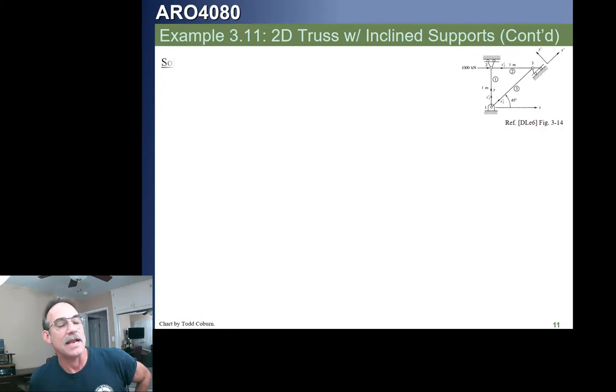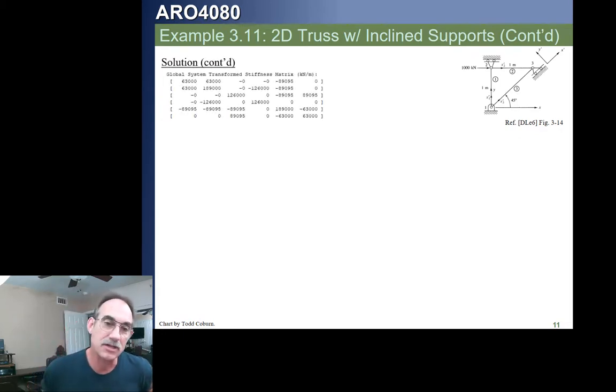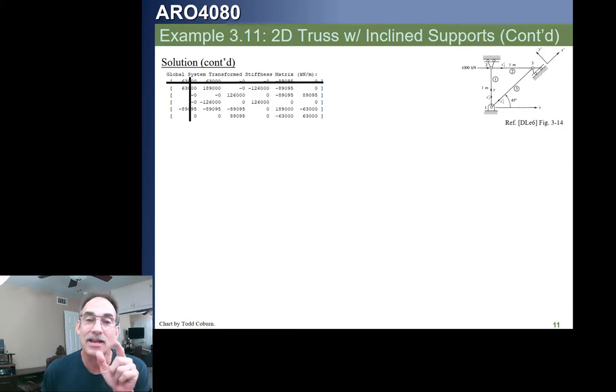Now you'll see that anything dealing with node 3 is potentially modified now. Okay? We now have two matrices. We've got the global and we've got the transformed global. We're going to use the transformed global, and now we're going to impose our boundary conditions. At node 1, it's fixed in both the x and the y directions. At node 2, it's fixed in the x and the y directions. At node 3, this is, remember, the transformed global stiffness matrix. At node 3, it is free to move in the local x, but it is constrained in the local y.